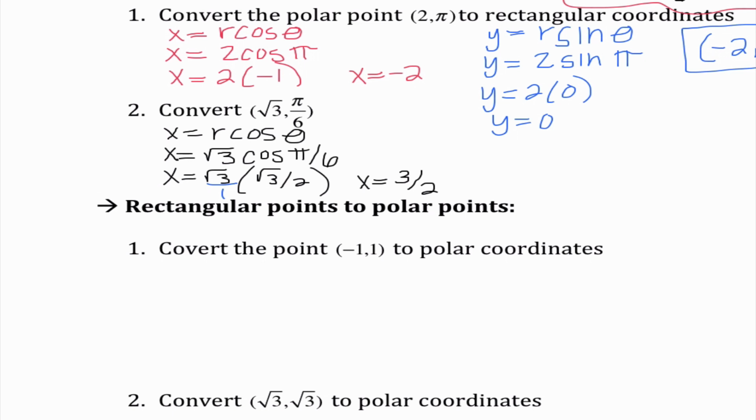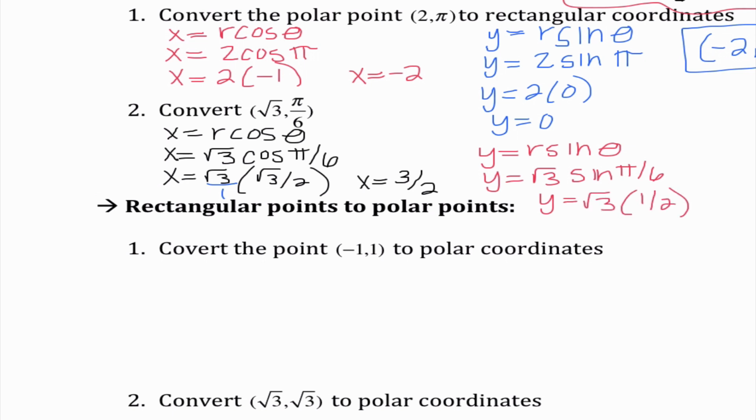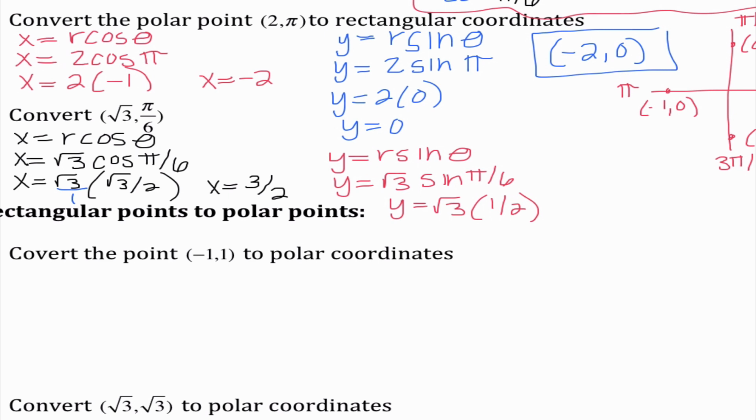Now to find our y value, y is r sine theta. So I'm going to do y equals radical 3 times the sine of pi over 6. The sine of pi over 6 is 1/2. And once again, those are values we need to have memorized. You guys may have thought that that went away, but it hasn't. You need to spend some time reviewing that. So our ordered pair here is 3/2, radical 3 over 2.